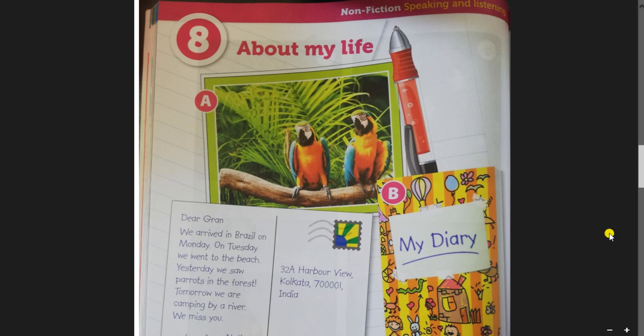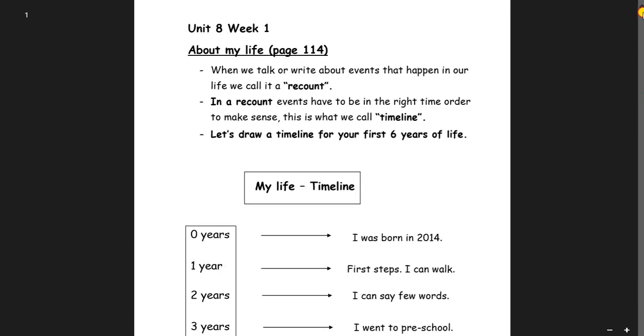What happened in your life till now? How old are you now? What did you do last year and the year before? When we talk or when you write about the events that happened in our life, we call it a recount.